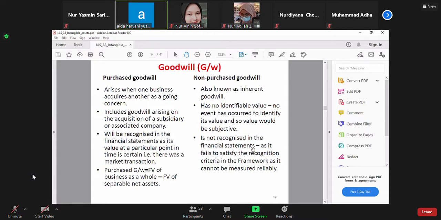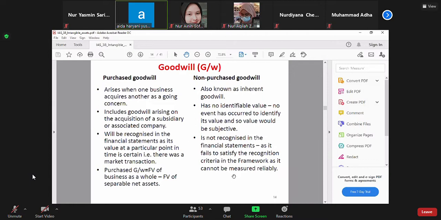So it's not recognized in the financial statement as it fails to satisfy the recognition criteria in the framework as it cannot be measured reliably. So dia tak tahu kenapa dia bagi dekat macam cerita drama Melayu kan, tiba-tiba harta tu jatuh dekat business tu, jatuh dekat tangan anak dia contohnya.